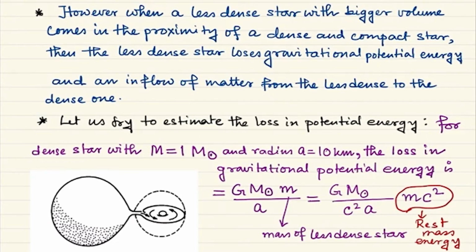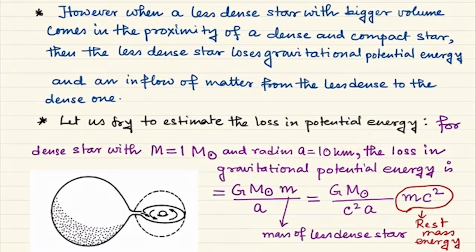So if it has a mass equal to 1 solar mass, but the radius is only 10 kilometers, you can see that the total mass of the sun is contained in a sphere of radius 10 kilometers, then the density is enormous. That you should also calculate, okay.